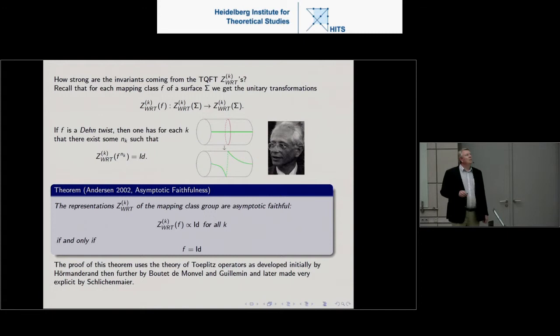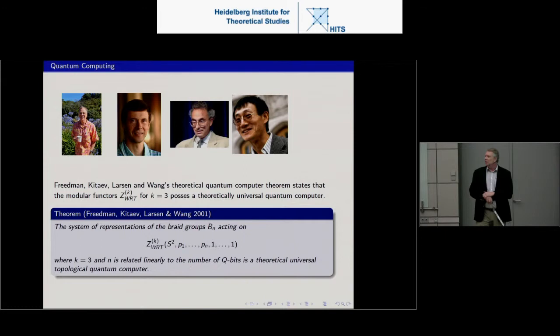But I do want to mention one thing that is maybe interesting for applications of quantum computing, namely this four-tuple of people here, Kitaev, Larsen, Wang, and Freedman, proved actually that this Witten-Reshetikhin-Turaev quantum field theory, if we just apply it to the two-sphere and a number of points, and then look at the braid group acting on this vector space, this is a theoretical universal quantum computer. So if we can realize this theory, and people are really trying very hard to realize this in various connections, quantum Hall effect and so on, we actually get a universal quantum computer. So this theory also has applications, and it has lots to do with topological phases of matter and so on. Let me continue on.